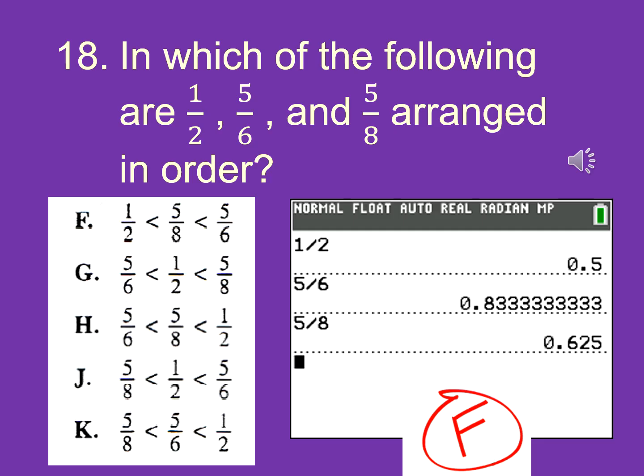And you do that by just doing 1 divided by 2, 5 divided by 6, and 5 divided by 8 on your calculator. You can see we get 0.5, 0.83 with the 3 repeating, and 0.625. We're supposed to arrange those in order from smallest to largest. Well, that would be 0.5 first, then the one that has 0.6 and some change, and then the one that has 0.8 and some change. And that's why it's going to go 1/2 first, then 5/8, then we're going to have 5/6 last, and so it's got to be F.